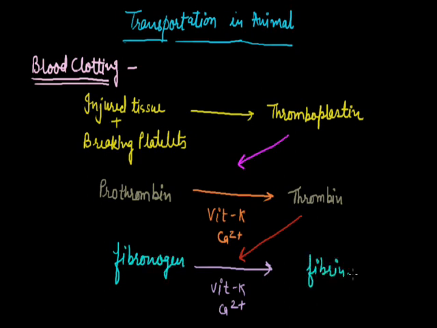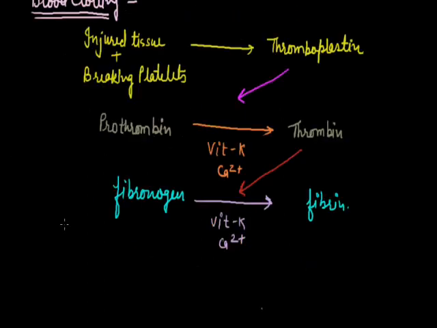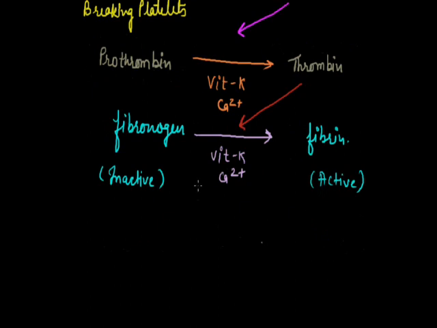Thrombin is responsible for the conversion of fibrinogen into fibrin. This is again the inactive form of the protein which gets converted into an active protein. This fibrin is insoluble in nature. At the injury site, this one forms a mesh-like structure where all the RBCs are anchored and thus a clot is formed.